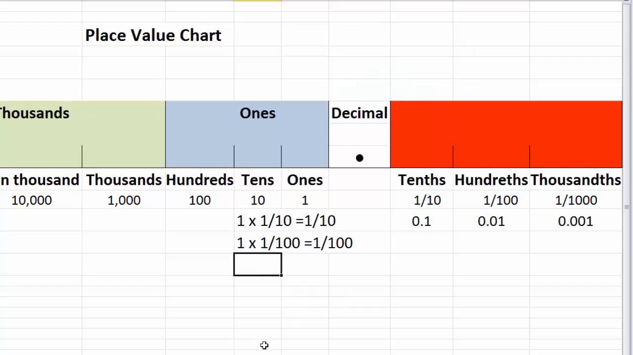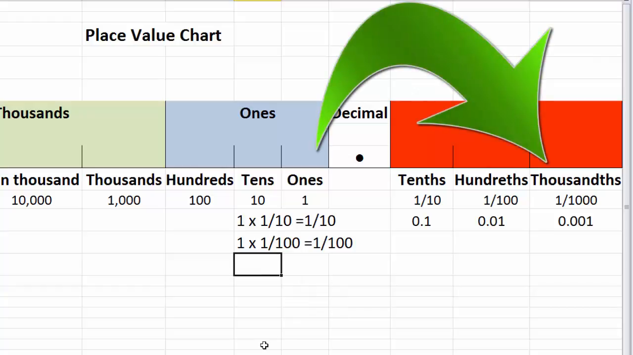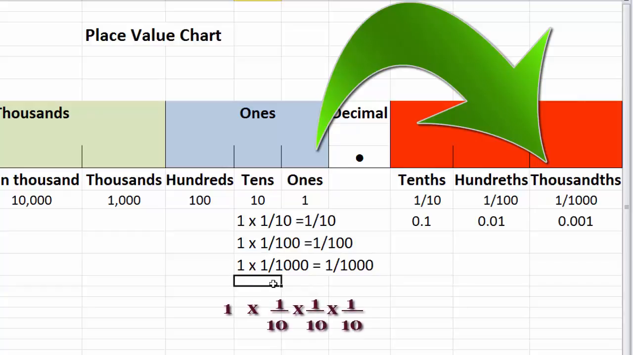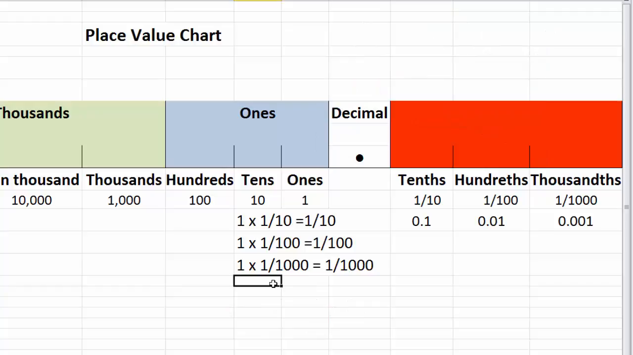Now one more time, if I wanted to go from the ones place value down to the thousandths, I could take 1, multiply it by 1/1000, and that's going to give me a value of 1/1000. Again, it's a multiple of 1/10, so 1/1000 is the same as 1/10 times 1/10 times 1/10. Just the same as 1,000 is the same thing as 10 times 10 times 10. Hopefully you're able to see that I can get anywhere on this place value chart by either multiplying by 10 or multiplying by 1/10.